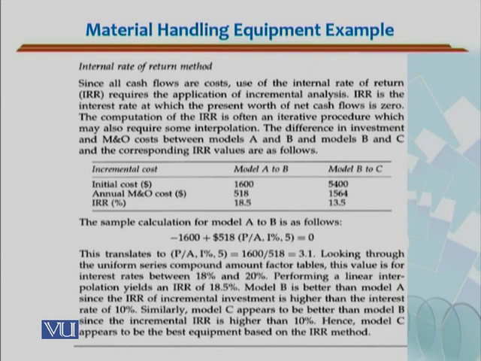Model B is better than A. Why? Since IRR of incremental investment is higher than the rate of 10%. Similarly, model C appears to be better than model B because the incremental IRR is higher than 10% as well. Hence, model C appears to be the best equipment based on the IRR method. You need to find it. There is a comparison, so interpolation needs to be done.